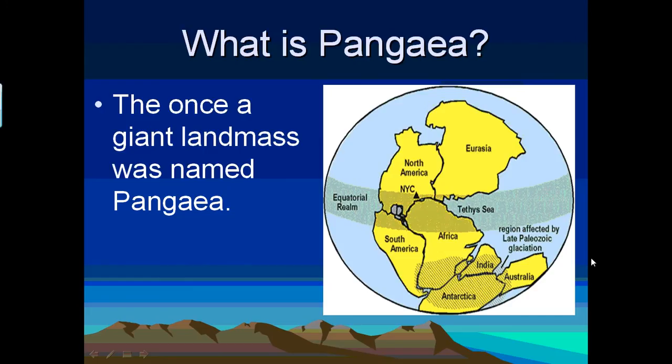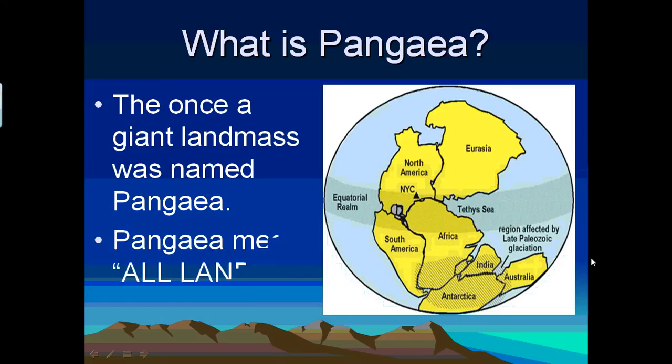What is Pangaea? Once a large landmass we had, it was called Pangaea. That was about 300 million years ago. Pangaea means all land, like the picture showing you on the page.